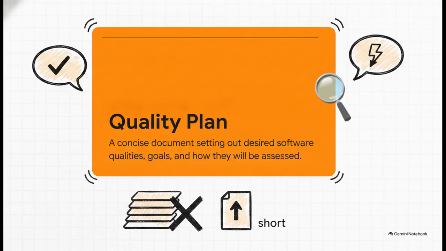The textbook makes it very, very clear. If you write a massive 100-page quality plan, literally no one on the engineering team will read it, and it becomes completely useless. It has to be short, punchy, and incredibly direct.